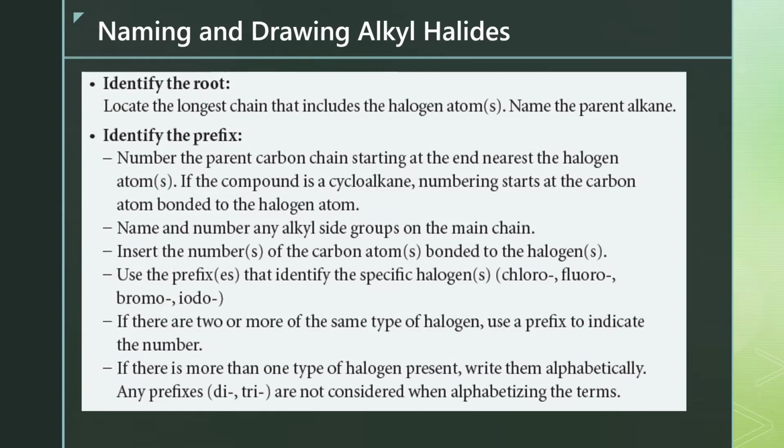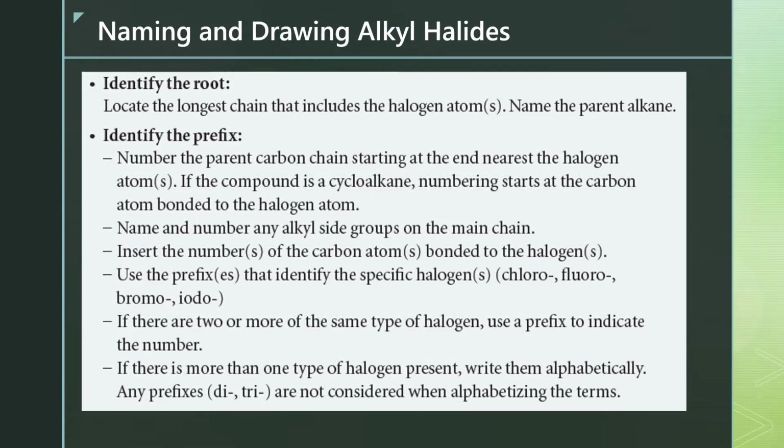So if any branches come off, give them names and numbers. Insert the numbers of the carbon atoms bonded to the halogens. Use prefixes that identify the specific halogen or halogens, so chloro or fluoro, bromo, iodo. That's a weird one to say, iodo, right? That'd be for iodine.